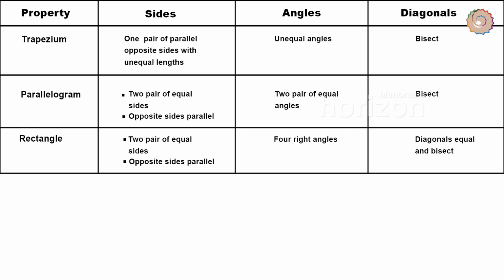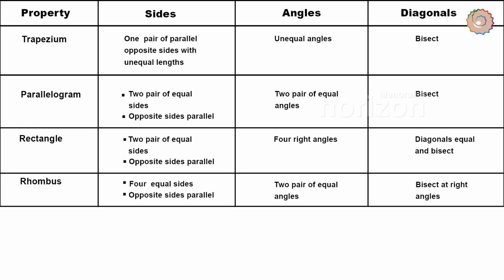Now, what is the case in a rectangle? Opposite sides are equal and parallel. Then there are four right angles and the diagonals are equal and they bisect each other. Now, in a rhombus, you can see four equal sides and the opposite sides are parallel and the opposite angles are equal. And what about the diagonal? Diagonals bisect each other at right angles.